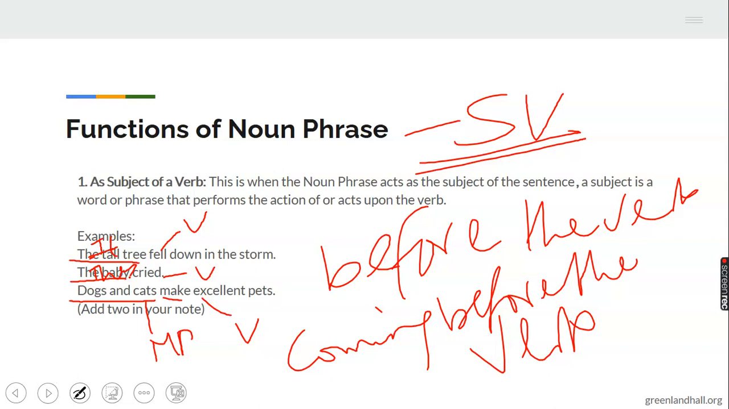In your notes, add two examples of your own, and after the class, send them to me. Snap the examples you've written and send them to me. Let me repeat myself: I've given you three examples here. Add two more in your notes and send the examples to me via my email address, which I will give to you at the end of the class.